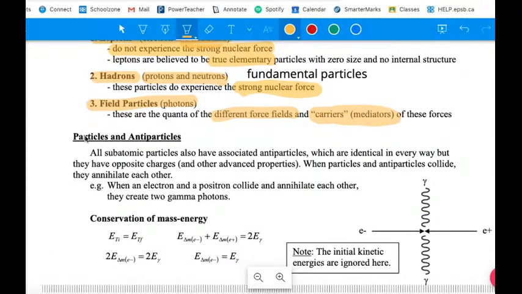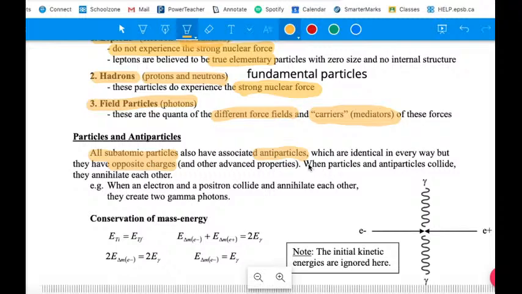So we now have particles and antiparticles, matter and antimatter, and kind of an intro to that. All subatomic particles have associated antiparticles. It doesn't matter what we're looking at: electrons, even protons and neutrons, even neutrinos and antineutrinos, they all have antiparticles that are identical in every way but have opposite charge. So an antiproton would have a negative charge. An anti-electron would have a positive charge. There are some other advanced properties that we don't have to worry about. So just assume that they are identical in mass and size and absolutely every way with an opposite charge.